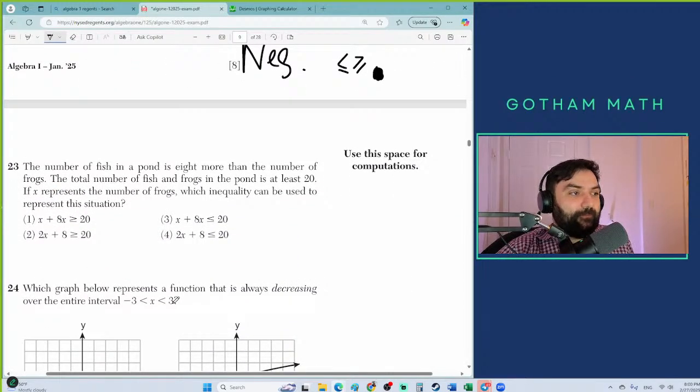All right, getting closer. The number 23.